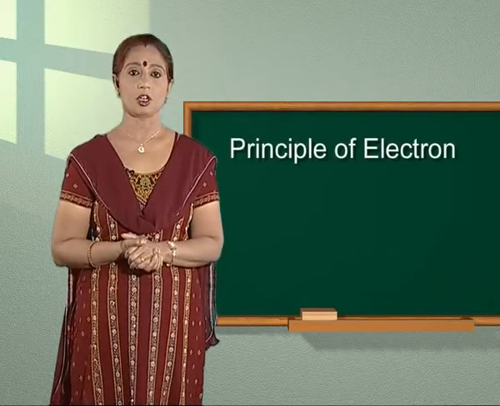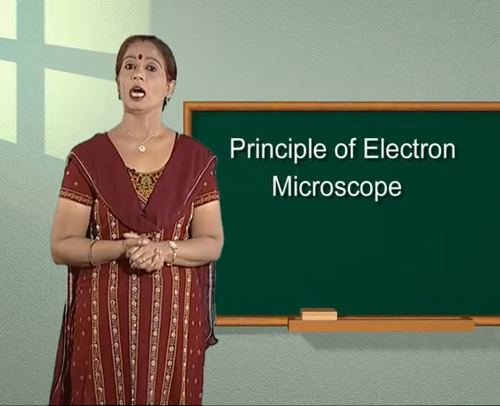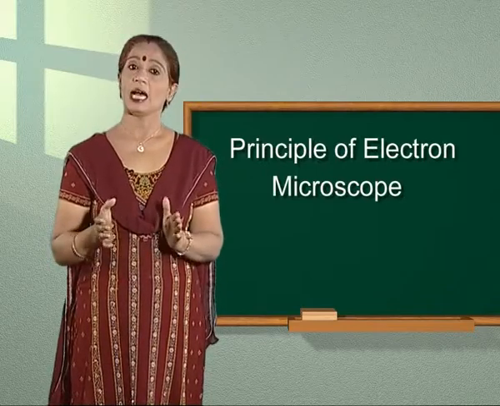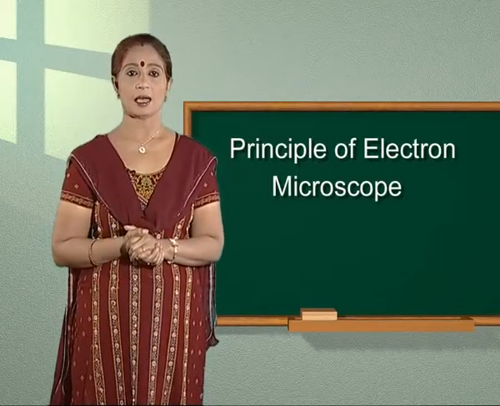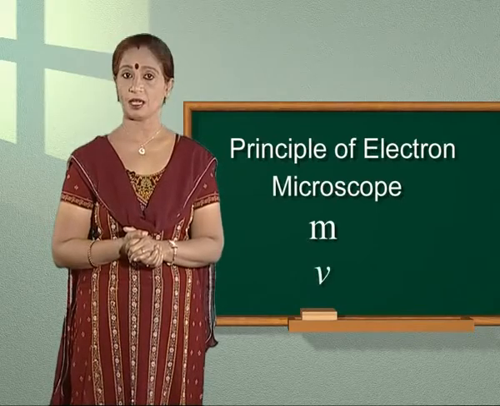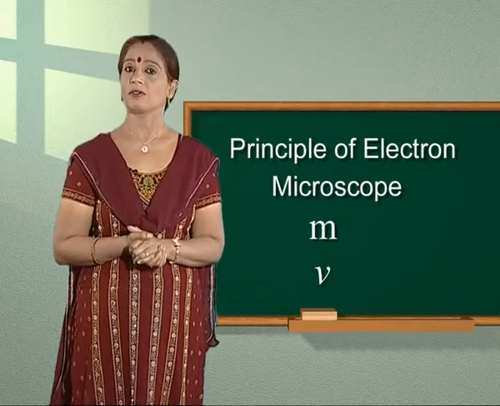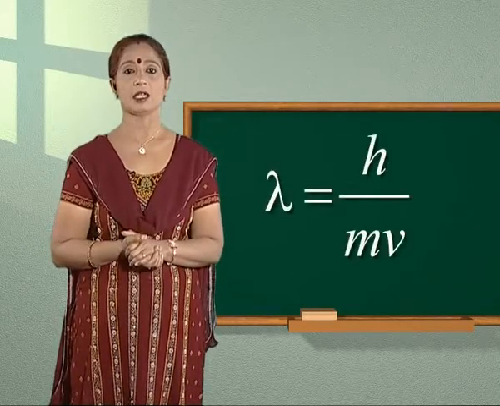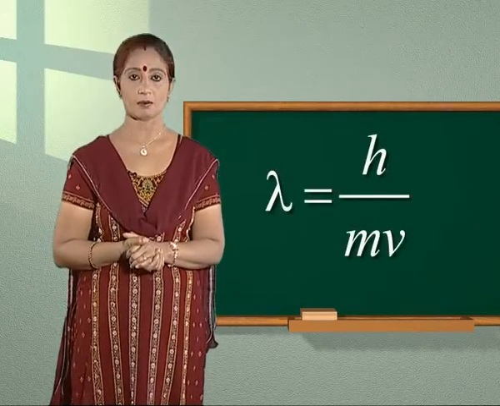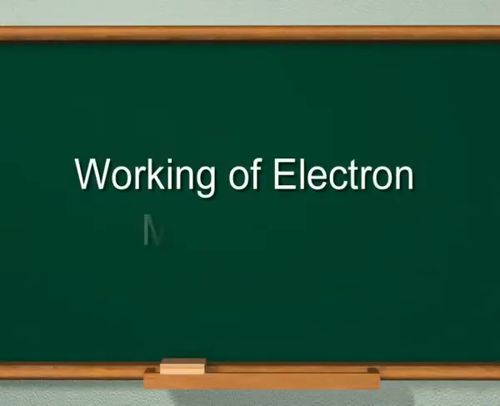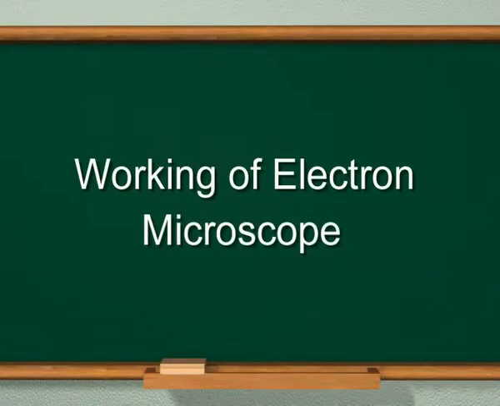Principle of electron microscope. According to de Broglie, an electron of mass m moving with a velocity v has a wave packet associated with it, whose wavelength is given by lambda equal to h by mv. And now, the working of electron microscope.